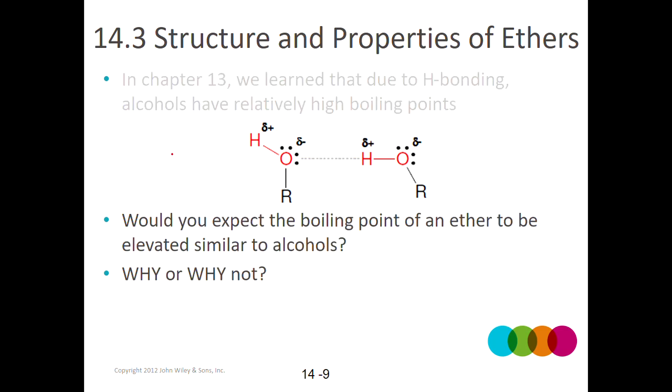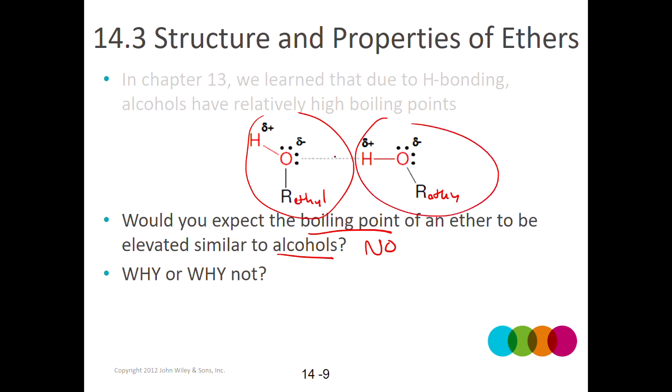And so what that means is the boiling point of an ether is much lower than an alcohol. Would you expect them to be elevated similar to alcohols? No. Because the alcohols can hydrogen bond with one another, right? So if this is an ethyl group and this is an ethyl group, and I've got ethyl alcohol in its pure form, all the molecules look exactly the same. They can all hydrogen bond. It takes a pretty high temperature to separate them.